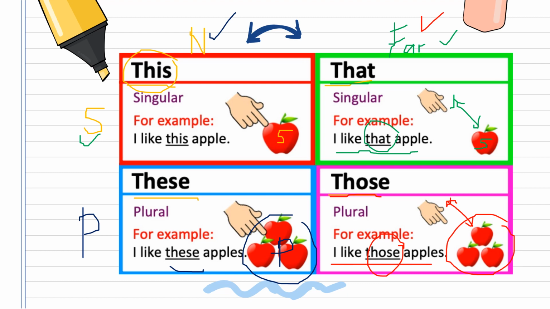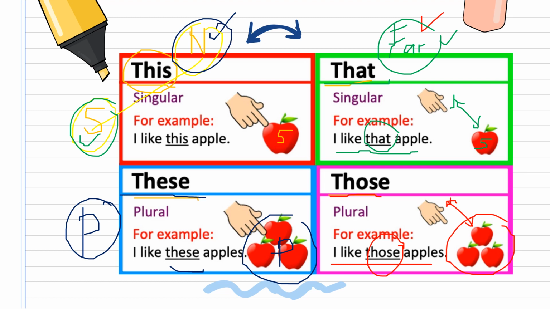I like those apples. You can remember this matrix. Singular, near, this. Singular, far, that. Plural, near, these. And the last one, plural, far, is those. Simple as that. So now let's look at the next slide.